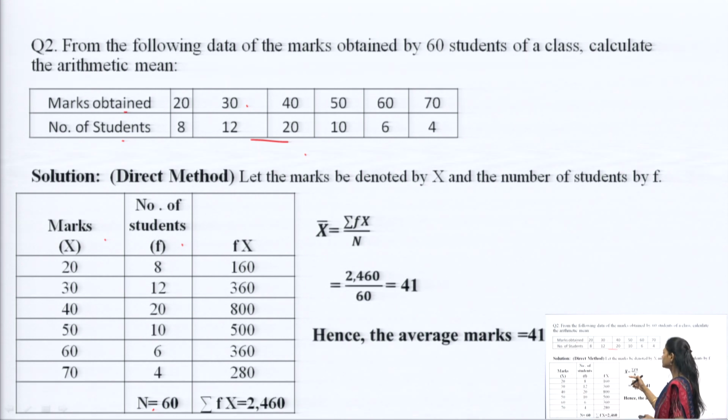Now, the formula says summation of f x over n. I have f, I have x as well. So I have multiplied f into x. 20 into 8 is equal to 160, 12 into 30 gives you 360, 40 into 20 gives you 800, 50 into 10 gives you 500, 60 into 6 gives you 360, 70 into 4 gives you 280. When I add all of these, what I get at the end is summation of f x, which is equal to 2460.